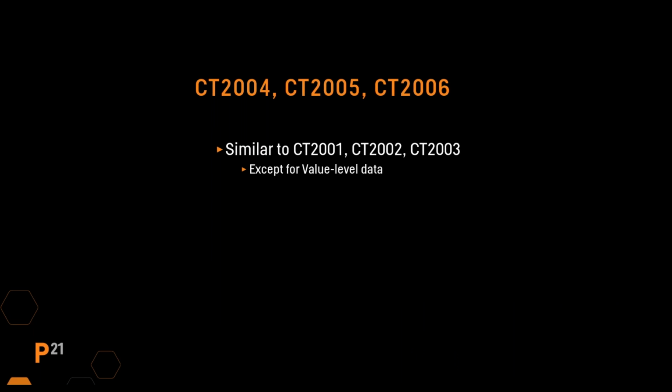So CT2004, 2005, and CT2006, these are very similar to the three that we just went over, the CT2001, 2002, and 2003. The only difference is that it's for the value level data.